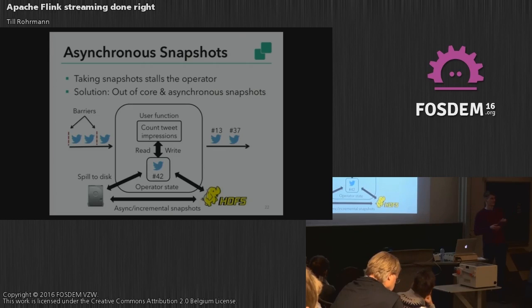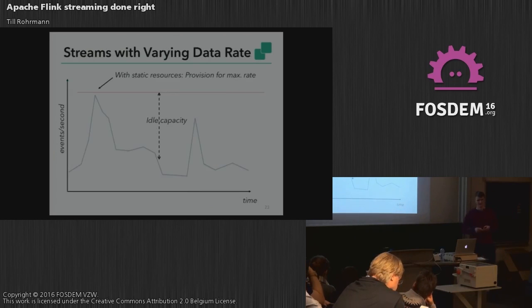So what we are currently working on is asynchronous snapshots, so that the processing of the events can continue while storing the current state to some persistent storage. Additionally, as I said, some of the state can be really large, so that it cannot be kept on the heap. So what we additionally work on is out-of-core state, so that once your state grows so big that it can't be held in the memory, it will gracefully spill to disk, where it can also be retrieved again. That's one big thing we're working on.